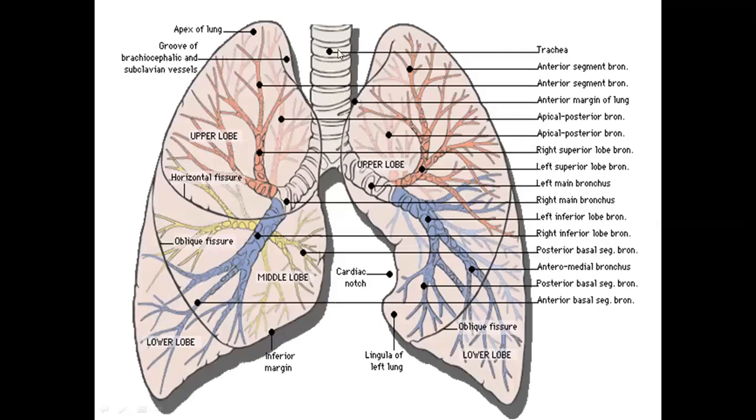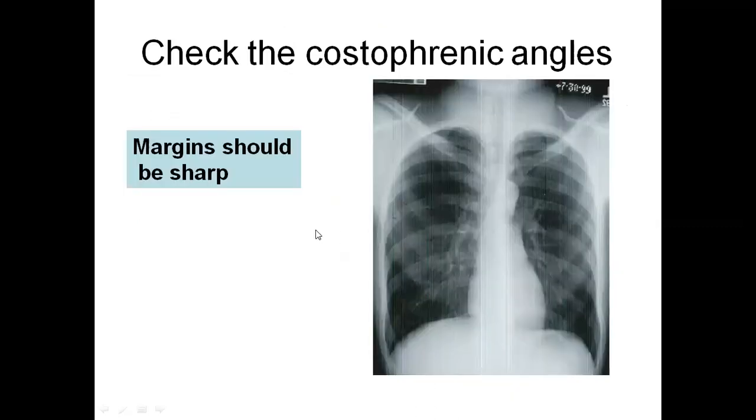Just to revise what we have studied in our gross lectures, this is the trachea, right principal bronchus, left principal bronchus. We have all this tracheobronchial tree: secondary bronchus, tertiary bronchus, bronchioles, terminal bronchioles, respiratory bronchioles, and then the alveoli. We have bronchopulmonary segments, which are 10 in number on the right side and 10 on the left side. So we have to check for costophrenic angles.